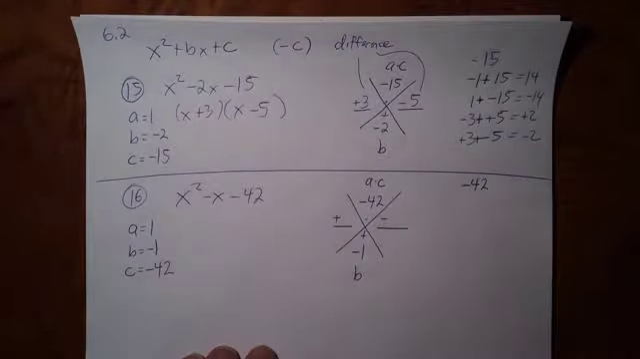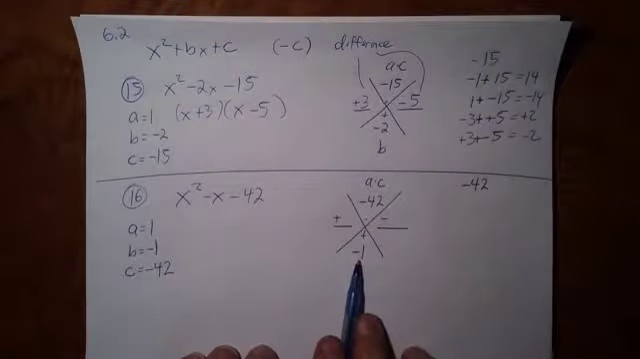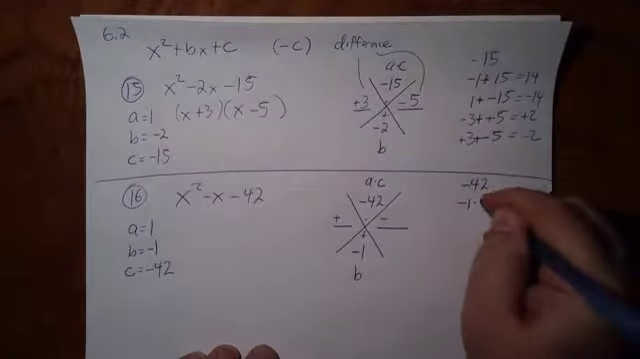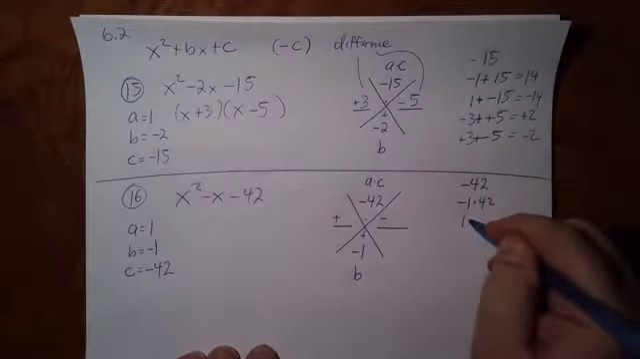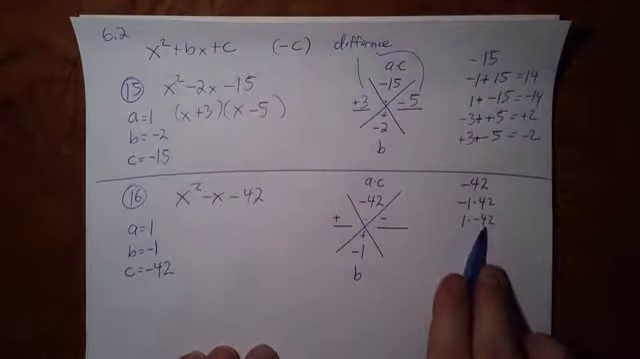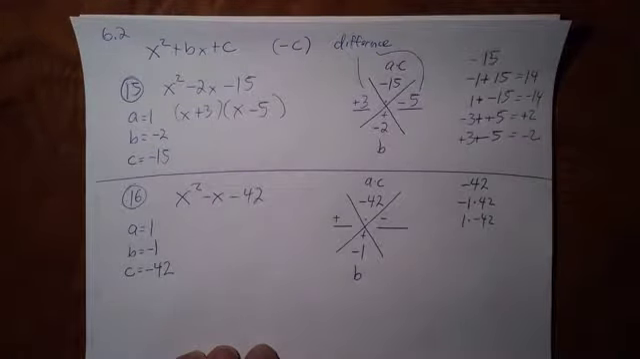Now, just a word to the wise in this. We know that the difference of the numbers has to be negative 1, so it probably isn't necessary to go with negative 1 times 42 or 1 times negative 42. Obviously, because these numbers are far apart, their difference is also going to be large. Nonetheless, to reinforce this technique, I'm going to continue to write down all the possible factors anyway.